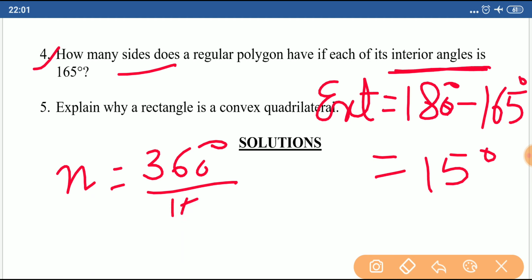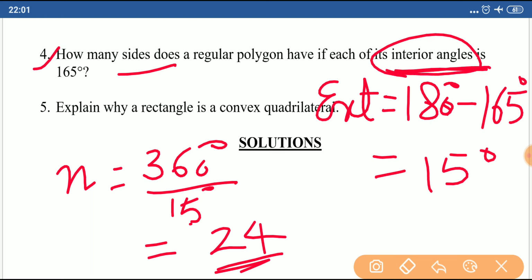Now you will divide 360 by this 15 degree. So you will get 15 twos are 30 and 24s are 360. So 24 sides are there. Clear? So whenever interior angle is given, first find the exterior by subtracting it from 180 degree, then you will get an angle. Then divide 360 degree by this angle, so you will get the number of sides.